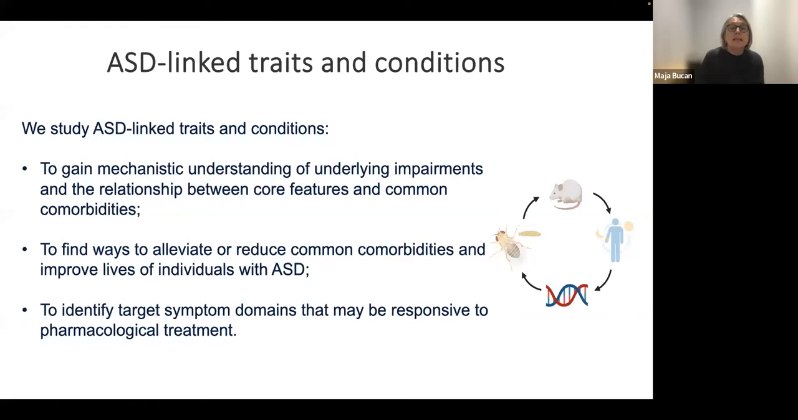The second reason is that we are very interested in improving the lives of individuals with autism. By understanding these ASD-linked traits and conditions, we may be able to alleviate or at least reduce some of these common comorbidities. And then finally, we are interested in identifying target symptom domains that may be responsive to pharmacological treatment. This pharmacological treatment can then, of course, improve lives.